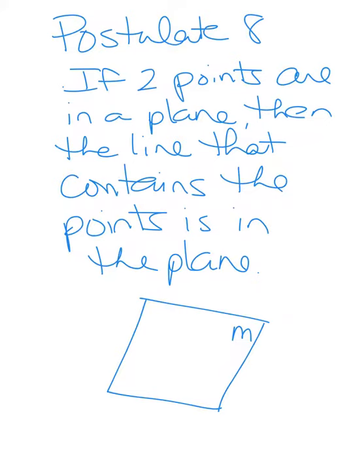The next postulate says if 2 points are in a plane, then the line that contains the points is in the plane. So let's start with my 2 points are in plane M. Let's label them A and B. And if I draw a line that contains these 2 points, that line also has to be in the same plane.